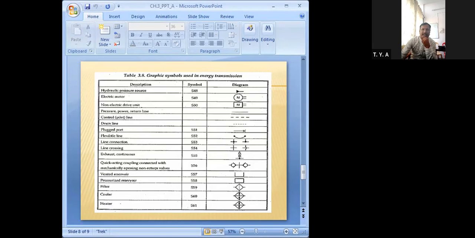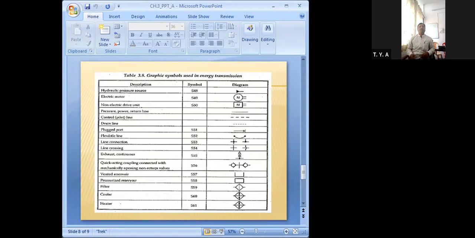Then flexible line is represented by this one. Then this is the plus sign, you can check line connection, line crossing, then exhaust or continuous, represented by this one. Then quick acting coupling connected with mechanical operating non-return valve is represented by this one. Then maintained reservoir is represented by this symbol. Pressurized reservoir is represented by this rectangle.